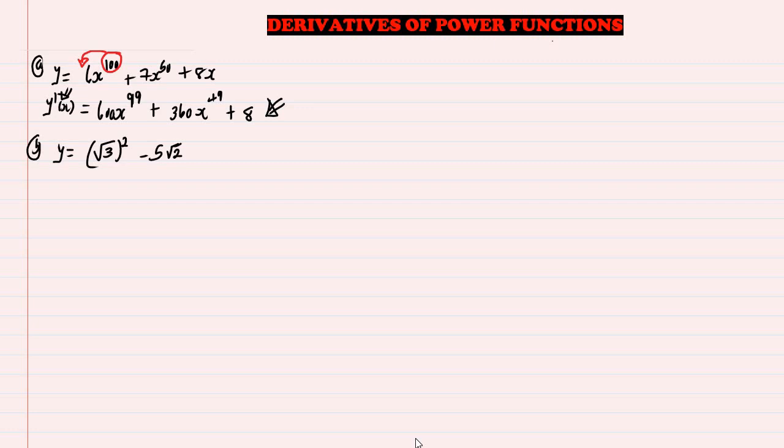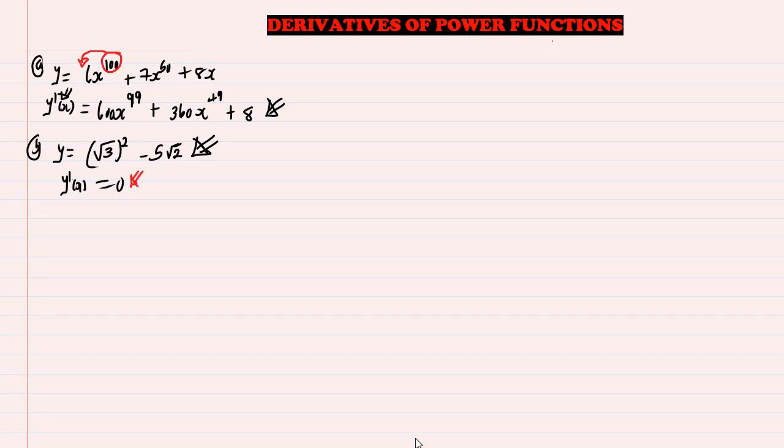The derivative of this is going to be y prime of s equal to 0, because the derivative of any constant number is always going to give us 0. As you can see guys, we have constant numbers, so there is no need to take the derivative, because the derivative is always going to be equal to 0. So this is the answer. The derivative of y equal to the square root of 3 raised to the power of 2 minus 5 root 2 is going to be equal to 0.